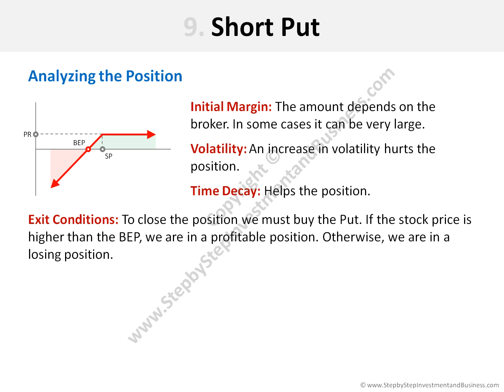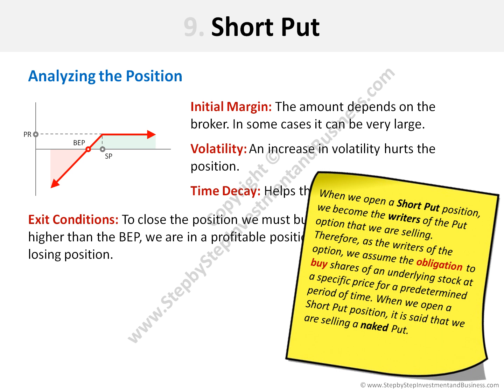Continuing with the analysis, the amount of initial margin depends on the broker. In some cases, it can be very large. An increase in volatility hurts the position. Time decay helps the position. With respect to exit conditions, to close the position, we must buy the put. If the stock price is higher than the break-even point, we are in a profitable position. Otherwise, we are in a losing position.